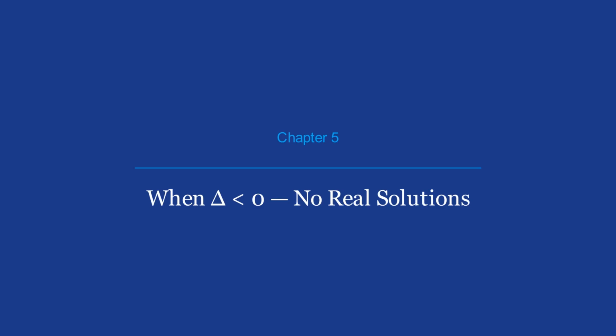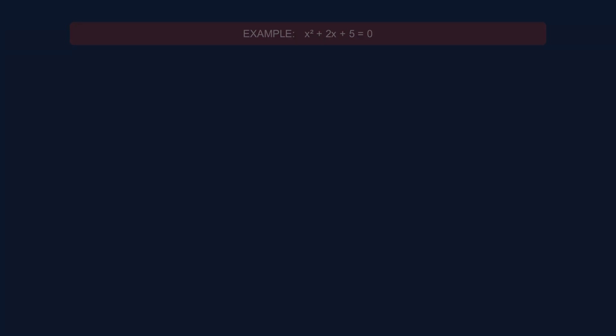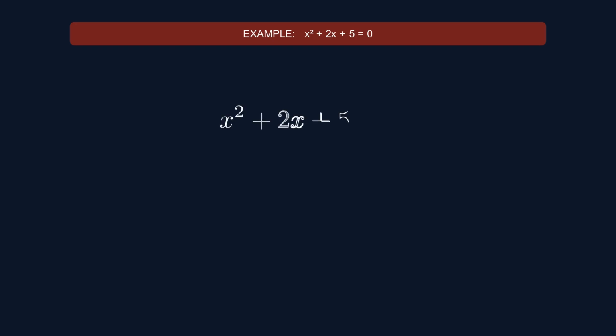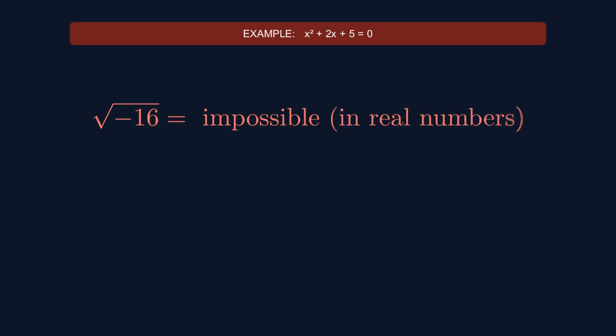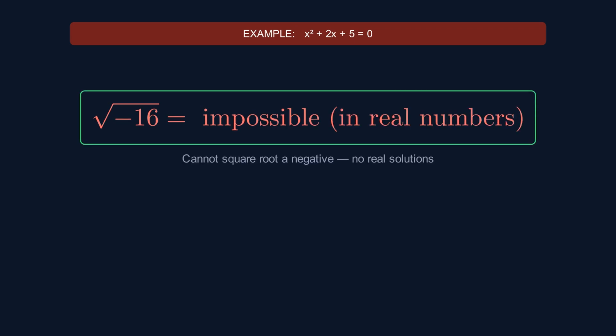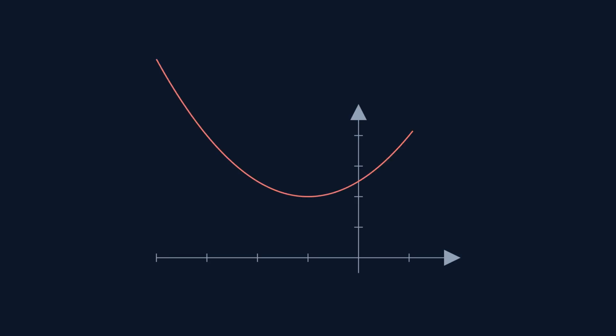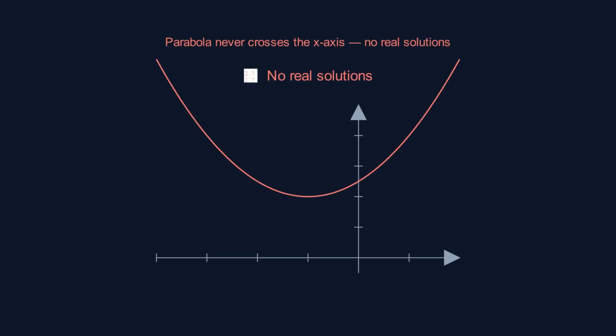Chapter 5, when the discriminant is negative. X squared plus 2x plus 5 equals 0. The discriminant is 4 minus 20, which equals negative 16. Negative under the square root. This gives no real solutions. In this one, the parabola never crosses the x-axis.